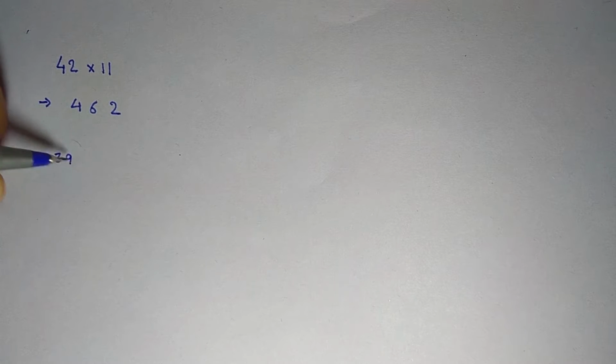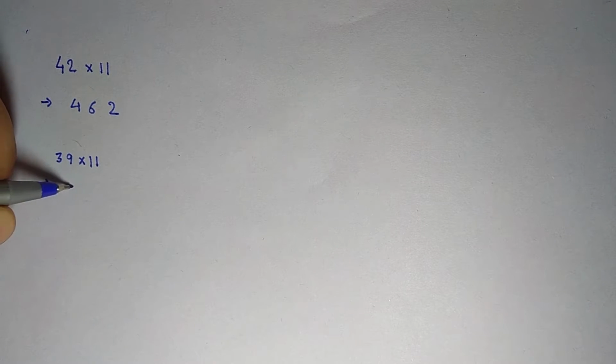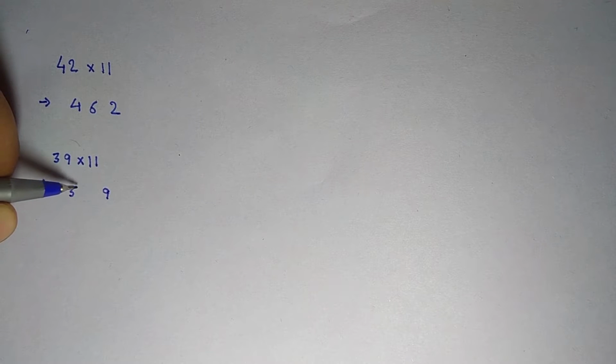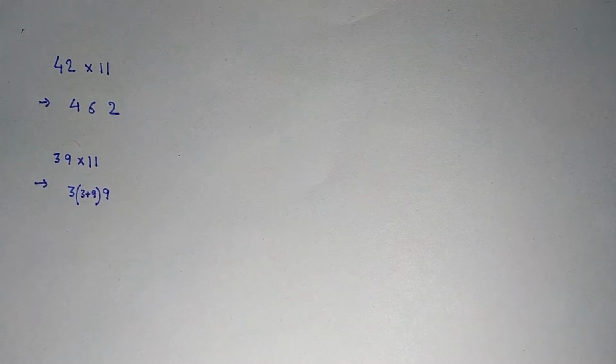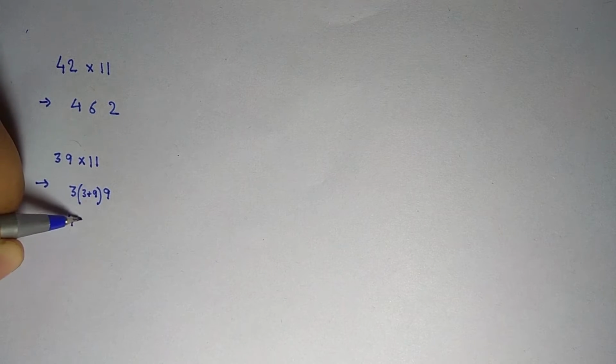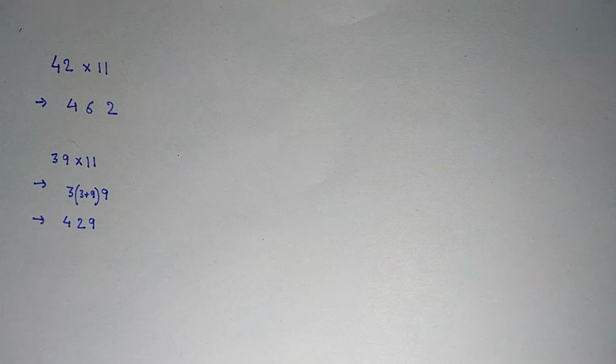Similarly, a new problem, let's say 39 times 11. Now in this there's a carry problem, so if we write 3 first and 9 at the end, the sum comes out to be 12. Yeah, 3 plus 9 is 12. Now 12 cannot be there in between. We'll have to do one carry, that's 4, and 2 in between and 9 at the end. So 429 is the answer.